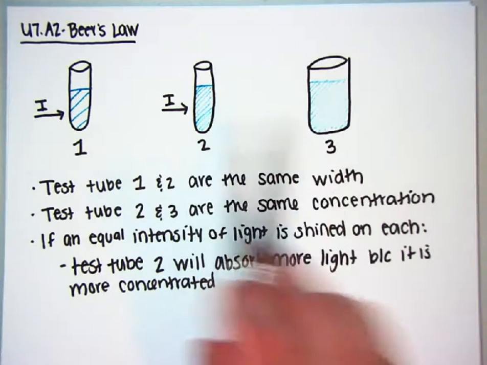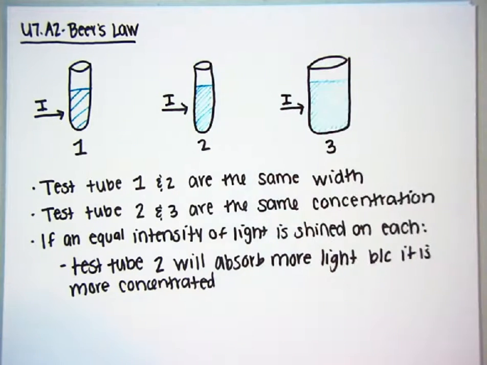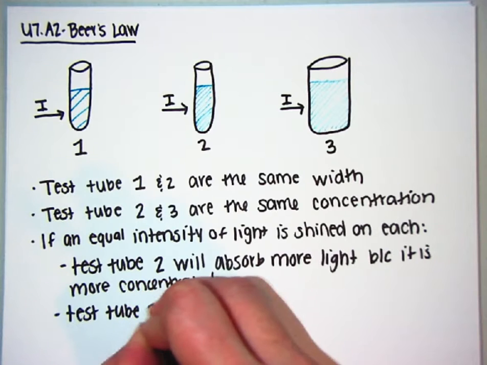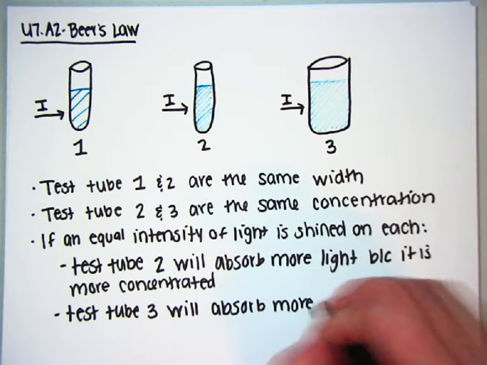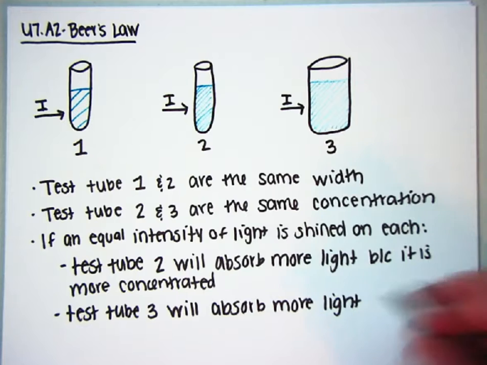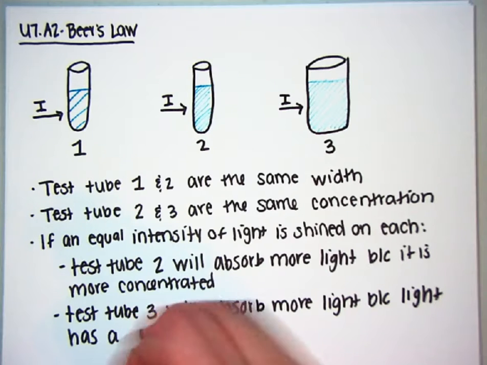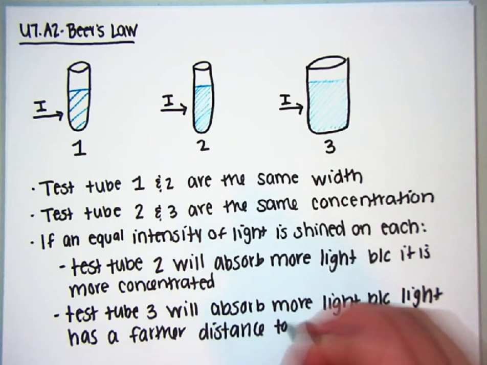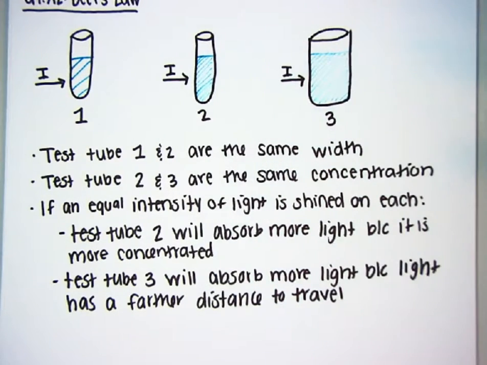Well, what if we have the same concentration? Which one do you think is going to absorb more light between 2 and 3? They have the same concentration, but now the width is different. And our answer would be test tube 3. Test tube 3 will absorb more light because light has a farther distance to travel. Since that width is greater, it has a farther distance to travel, so more of that light can get trapped in, so more of it is going to be absorbed.